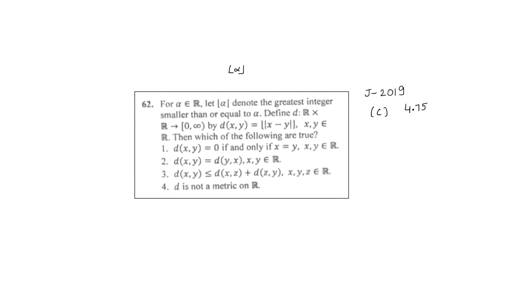So we have to determine which of the following options are true when we define d of x comma y as the greatest integer smaller than or equal to mod x minus y, where x and y are elements of R, and d here is defined as a function from R cross R to the closed interval 0 to infinity. So now let us find out which of them is correct.